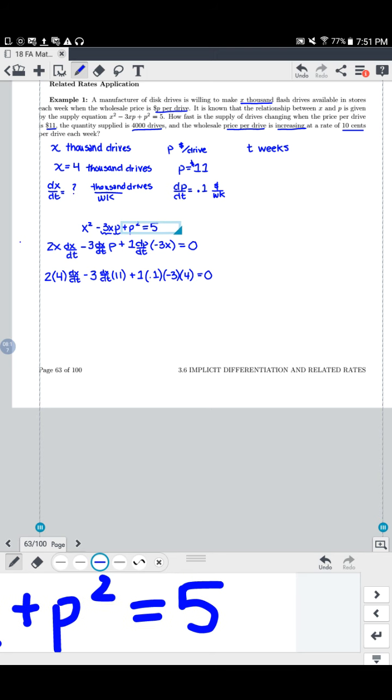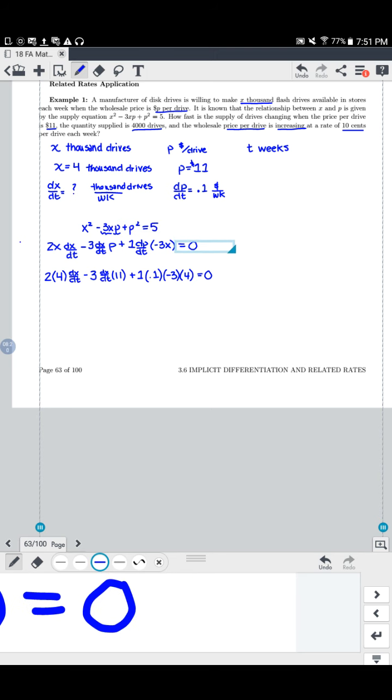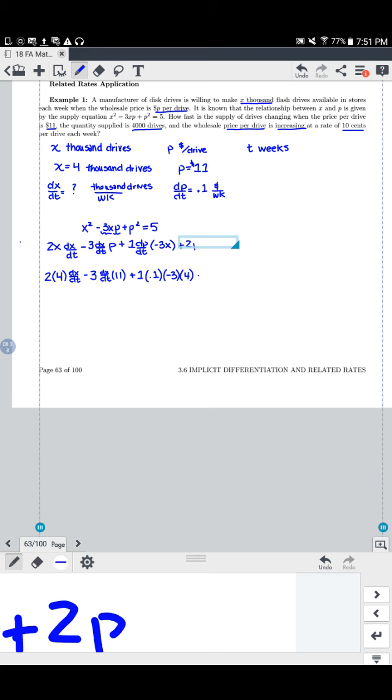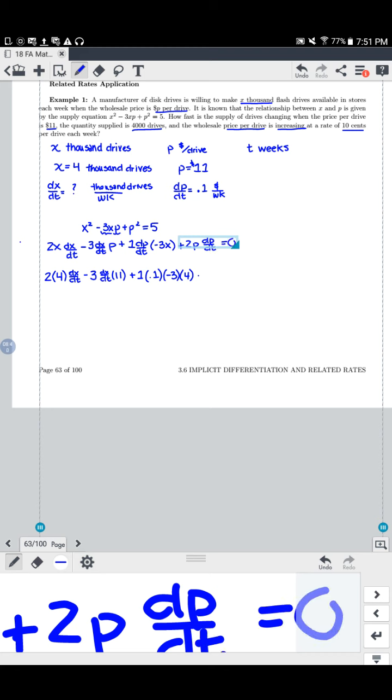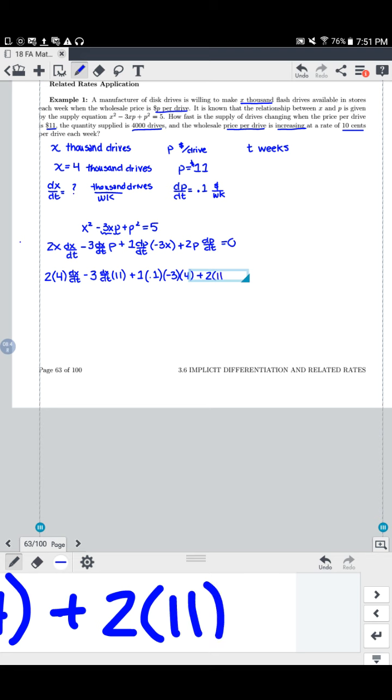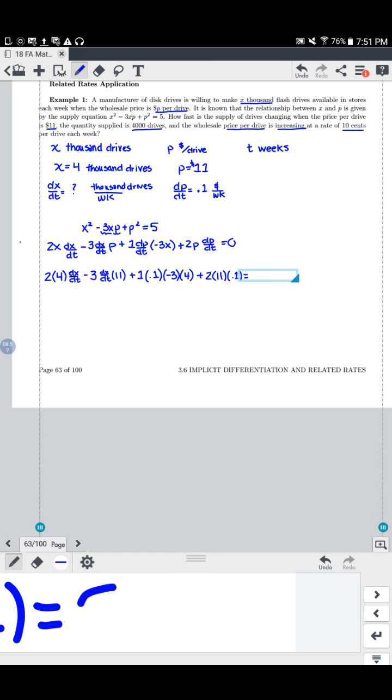And actually, we forgot to take the derivative of p squared. Let me pop it up here. We need to add on to our derivative, as if it wasn't long enough. Before we take the derivative of 5, we're going to backtrack. The derivative of p squared is plus 2p dp/dt. Felt like I was missing something. Equals 0. So we have plus 2 times my price, which is 11, times dp/dt. The price is changing by 0.1, equals 0.